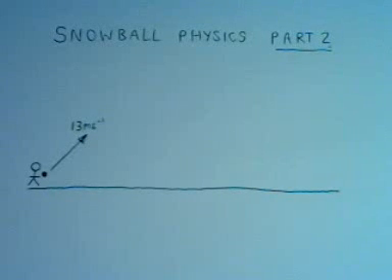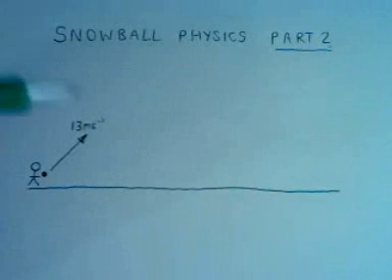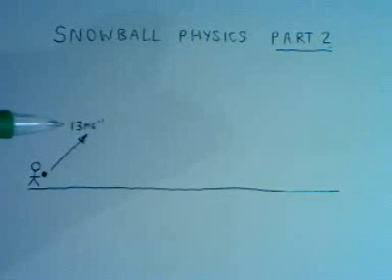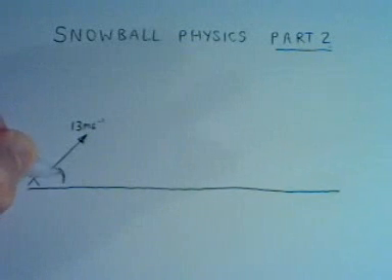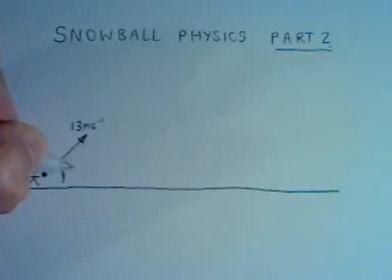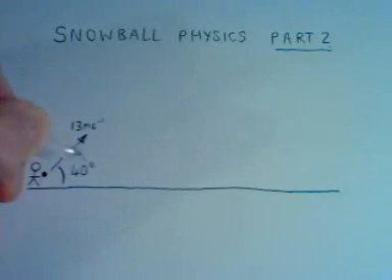In Part 2 we're going to have a look at a type of scenario where a projectile is launched from level ground as opposed to higher ground as in Part 1. It's launched from level ground at an angle. Let's have a look at a question where a snowball is launched at 13 meters per second at an angle from the horizontal of 40 degrees.